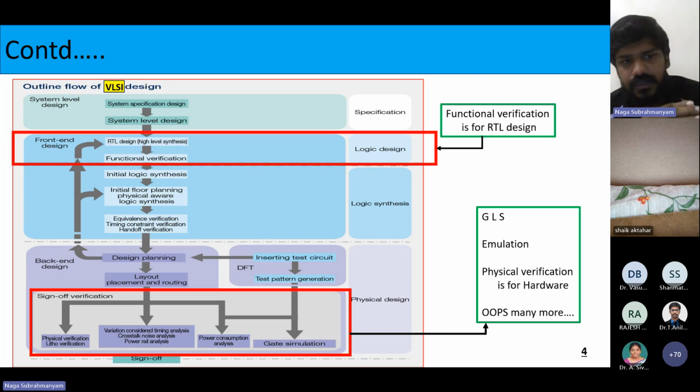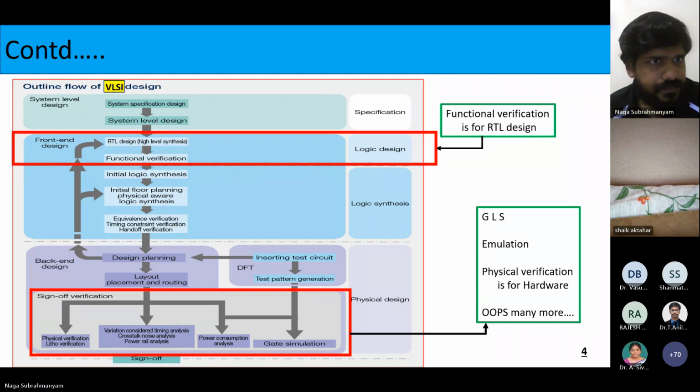Okay, these are the last level of verification. Entirely different teams will work on these things. Functional verification will be done by one team, GLS will be done by one team, emulation will be done by one team. Every field has its own way of doing things, and they have their own structures, their own environments, their own tools. It's all different from one another.